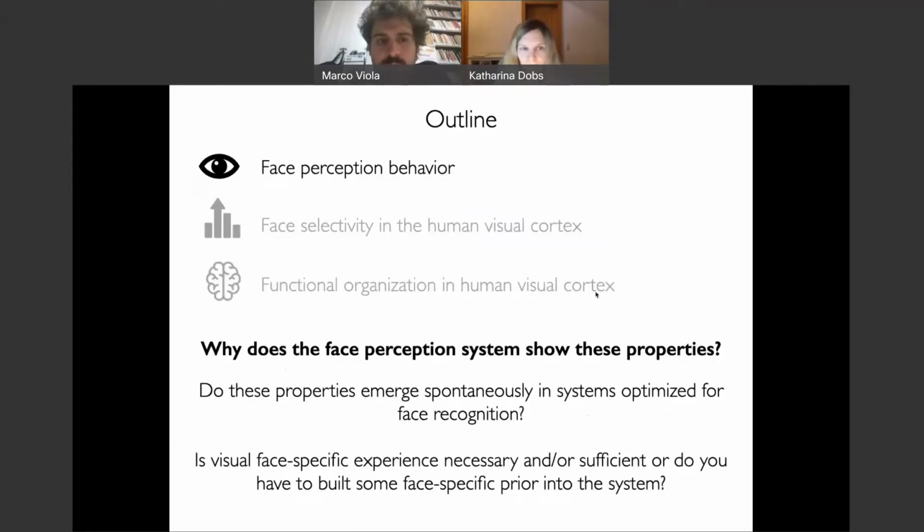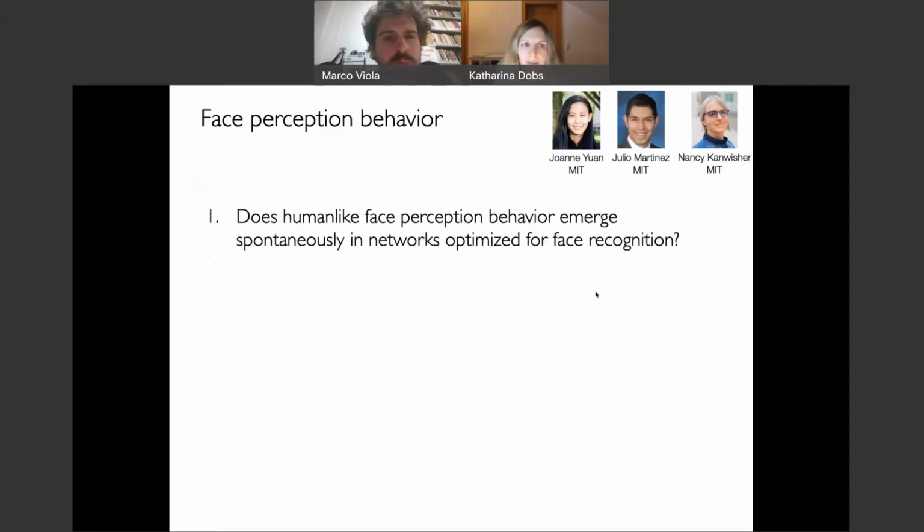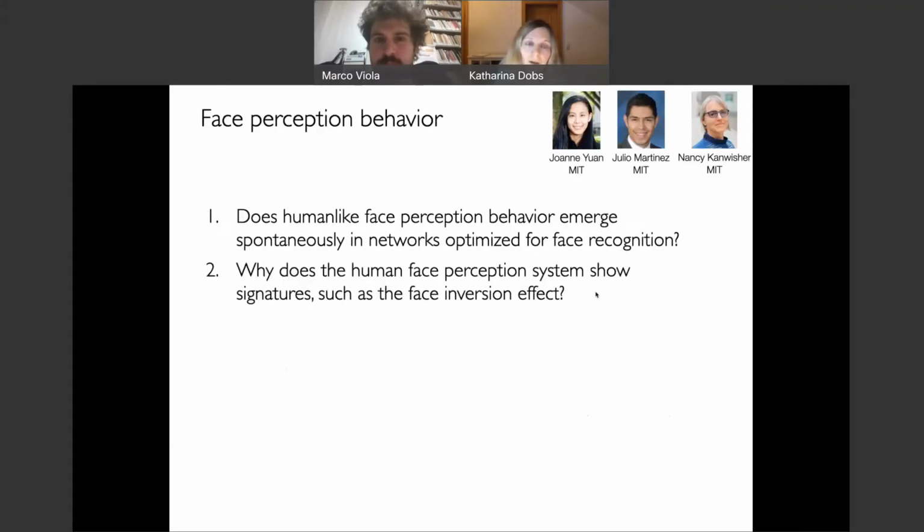So we'll start with face perception behavior. This is a project that I did together with Joanne Yuan, Julio Martinez, and Nancy Kanwisher at MIT. The first question we had here was, does human-like face perception behavior actually emerge spontaneously in networks optimized for face recognition? Would they be able to replicate or even achieve human-level performance in face recognition? And can that help us to understand why the human face perception system shows signatures such as the face inversion effect?